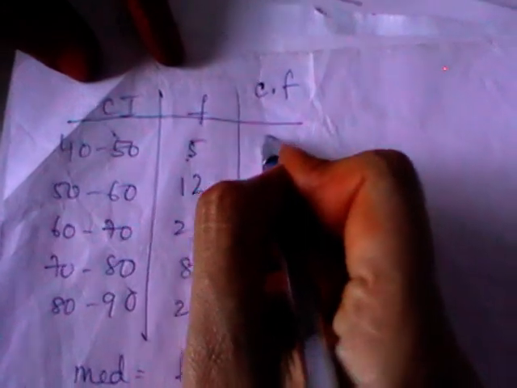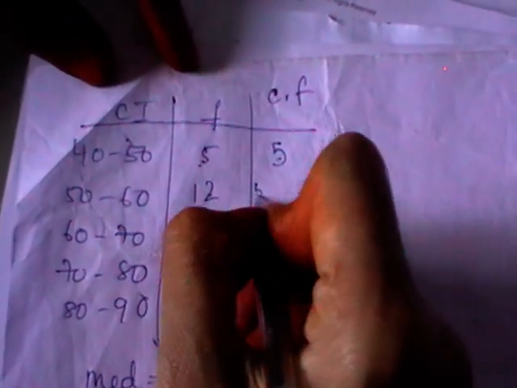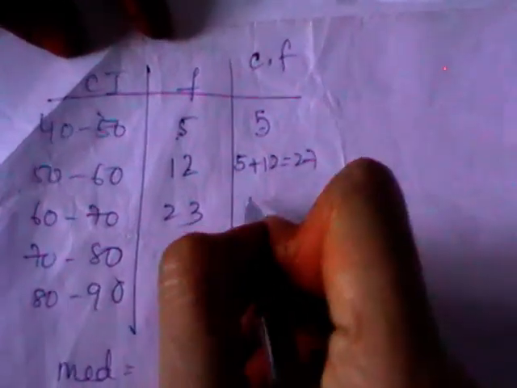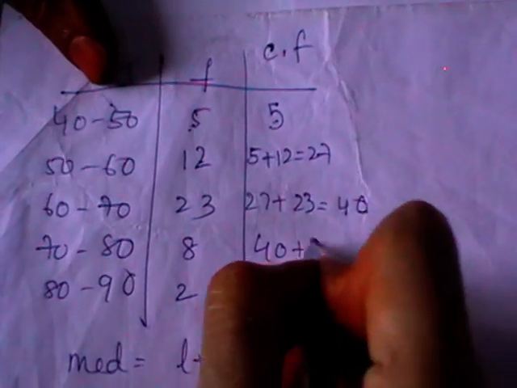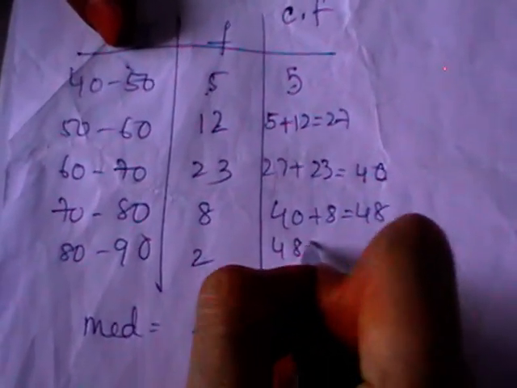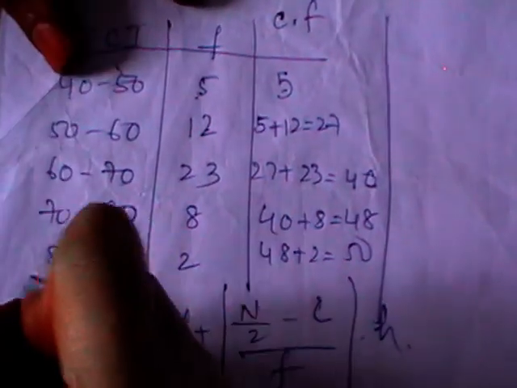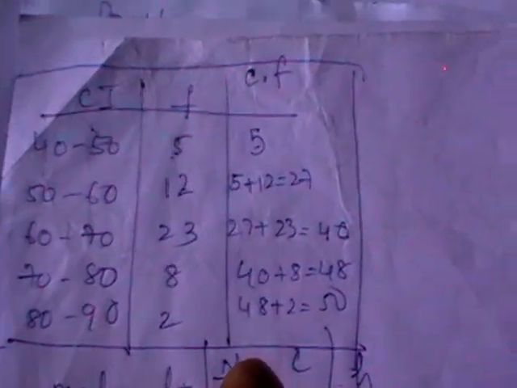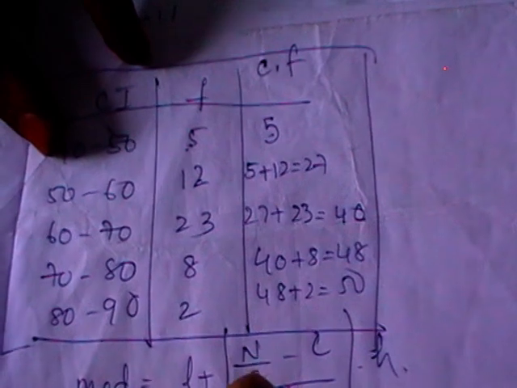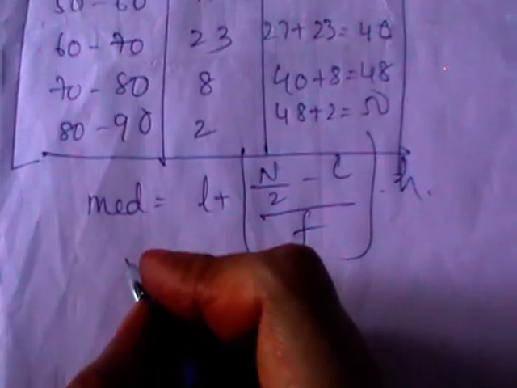So, what is the first step in median? Do we go for middle values? No need to go for middle values. You should calculate cumulative frequency. How do you take the cumulative frequency? First one as it is, 5, plus 12, 17. 17 plus 23, 40. 40 plus 8, 48. 48 plus 2, 50. Whenever you are given a question on median, you should always calculate the CF column. After that, the next step is to identify the median class.